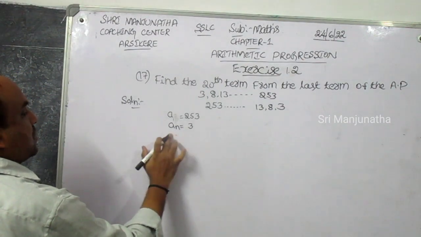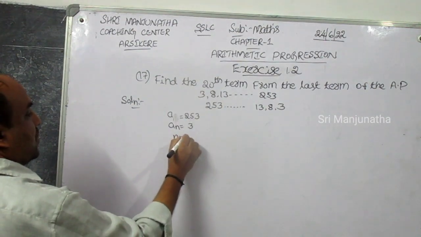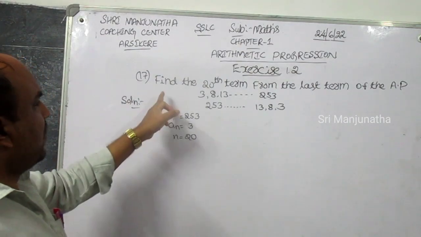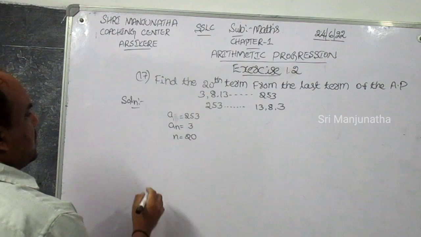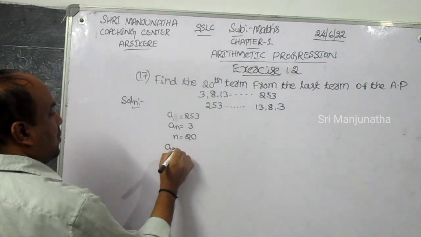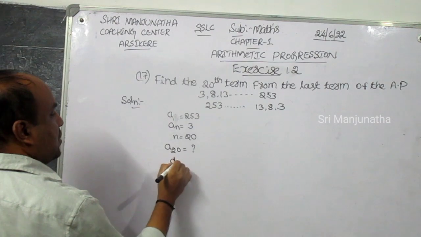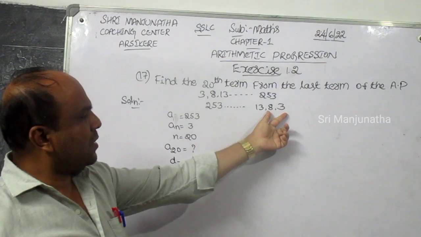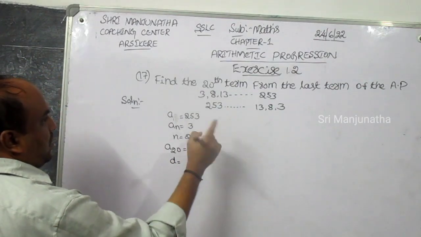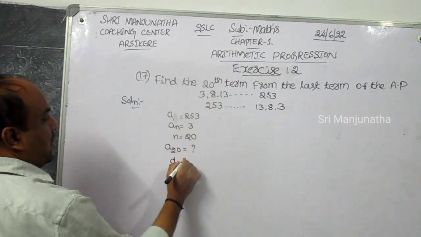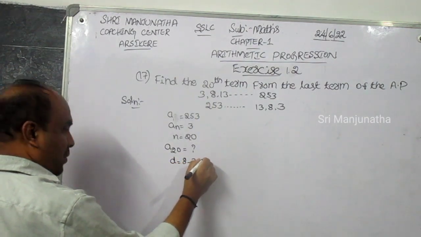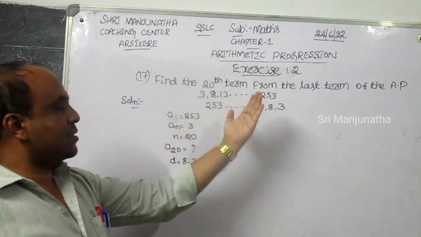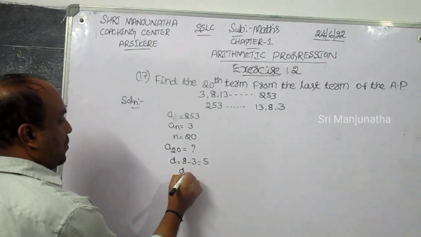Okay, N is equal to how much? It is also given. N is equal to 20. Then what you have to find out? Find the 20th term from the last term means A20 is equal to question mark, and also D is equal to, what is the value of D? You have to take D, the difference, 8 minus 3 is equal to 5, but we have to take from last number to first number. For those reasons the sign will be changed. D is equal to minus 5.